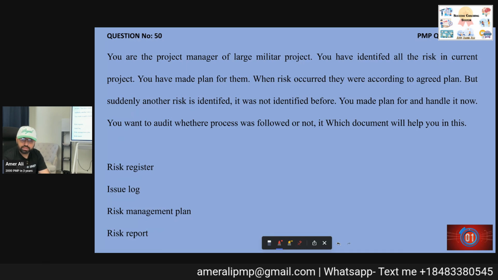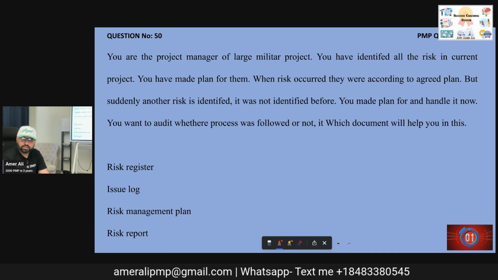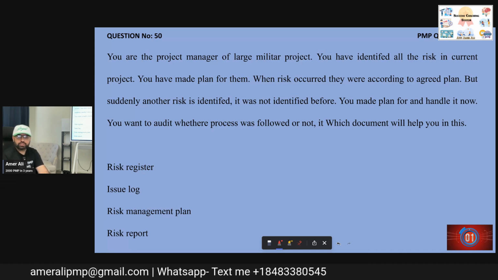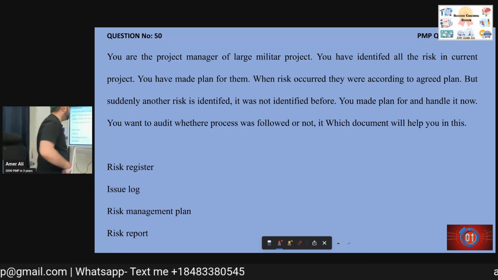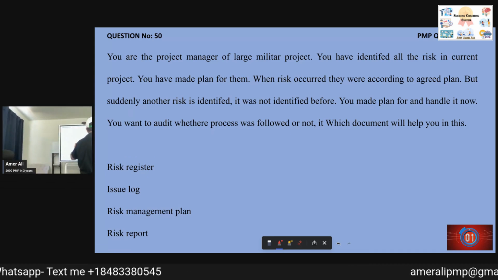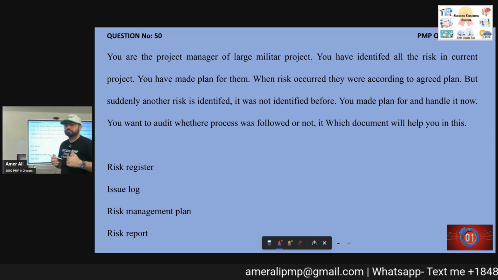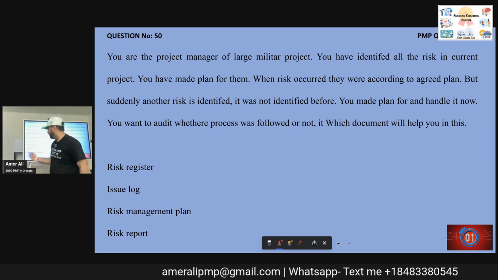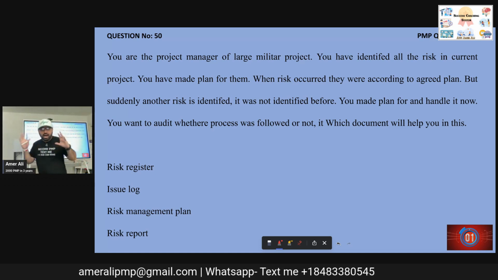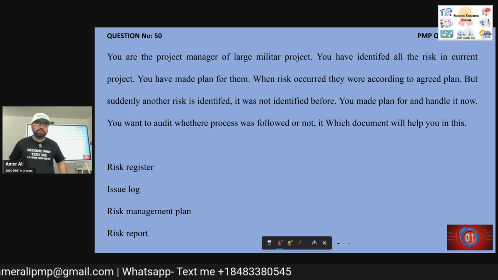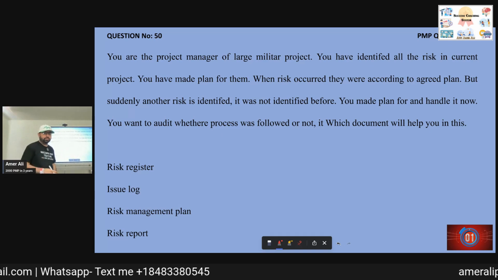Deepika, risk management plan. Sharia, risk report, risk management plan. Okay, so let's see. Again, 4 keywords we need to see. Risk register, identified risk. Issue log, already happened. Risk management plan, how the process will happen. And risk report, summary of it.